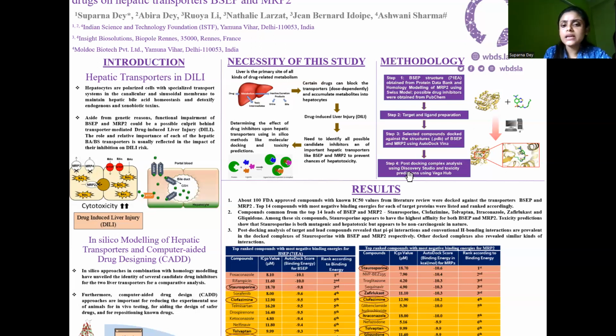Briefly, let me discuss the experimental strategy that we have adopted in our study. We have downloaded the structure of BSEP from Protein Data Bank and we have modeled the structure of MRP2 via homology modeling approach using the Swiss model. And we have obtained the list of inhibitors from PubChem, which were around 100 in number. This was followed by target and ligand preparation, and then we have docked the lead compounds onto the target proteins BSEP and MRP2. And further, we have performed the post-docking analysis using Discovery Studio, and we have additionally also performed toxicity predictions using Vega.